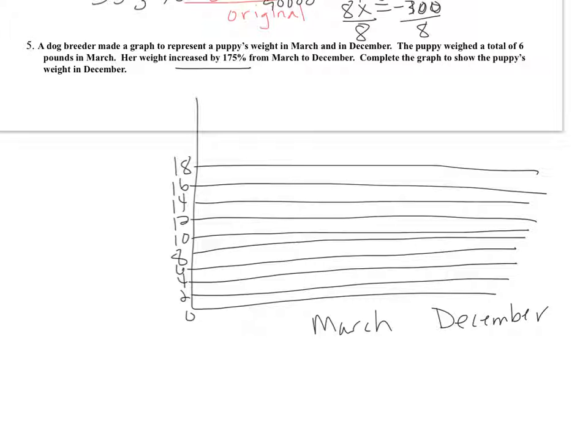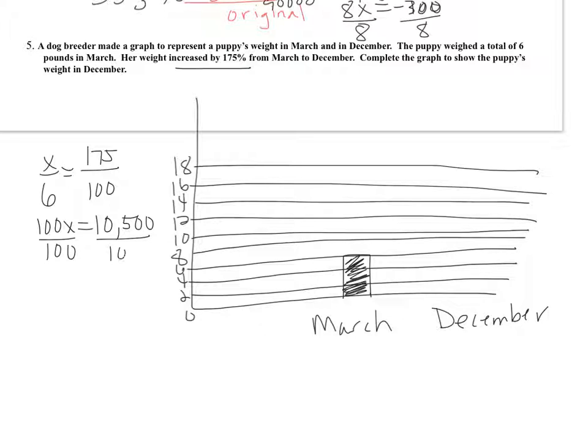So in March already they're showing, as you can see, the bar went up to 6. So that's the original amount. So that's going to go on the bottom. I don't know the difference yet, but I do know the increase is 175% over 100. So I'll cross multiply. 100 times x is 100x, and 6 times 175 is 10,500. Divide. So the increase is 10.5 pounds.